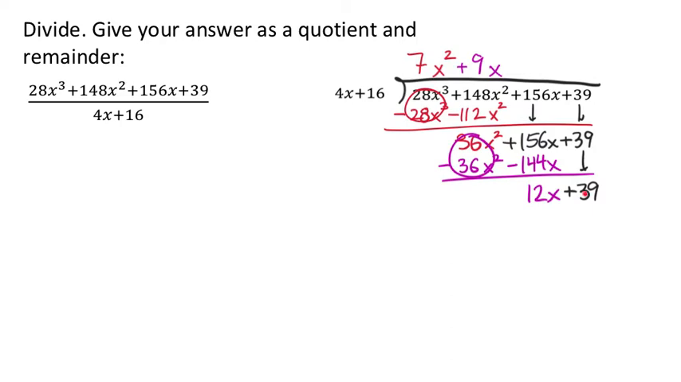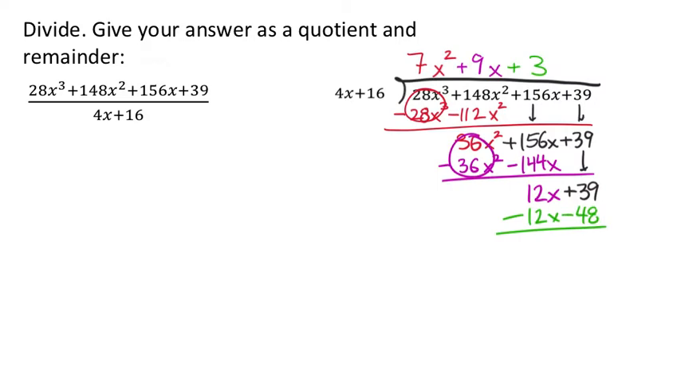Now, 39 is not a multiple of 4 or 16, so I am expecting some amount of remainder on this. But first, again, I already have an x with my 4x, so I don't need to multiply by another x here. But what I do need is to multiply 4 by something to get 12. And the 12 is positive, so I'm expecting a positive number here. It's going to be 3. 3 times the 4x would be 12x. Again, we've used those up. So then 3 times 16 is 48, but again, those have been used up.